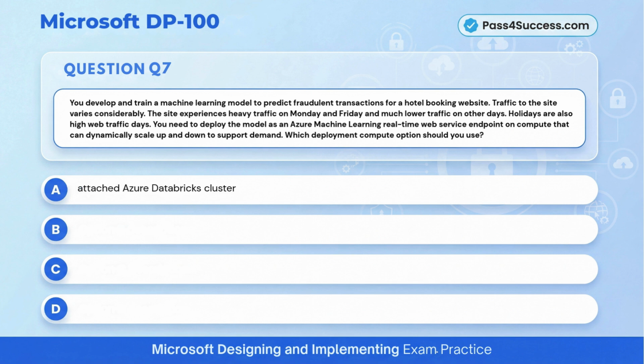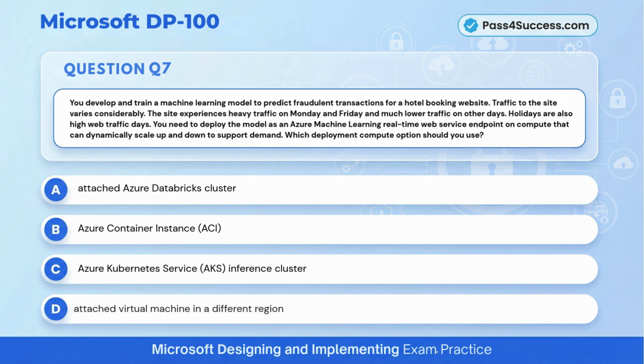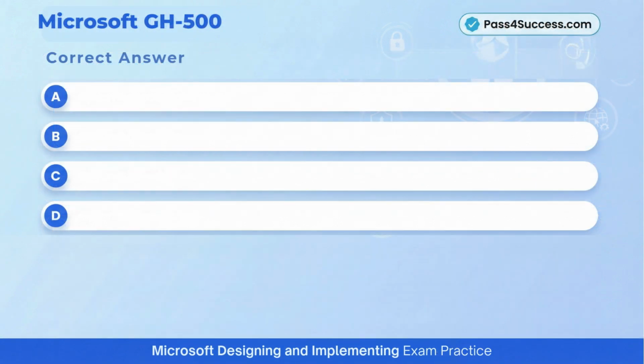Option A, attached Azure Databricks cluster. Option B, Azure Container Instance, ACI. Option C, Azure Kubernetes Service Inference Cluster. Option D, attached virtual machine in a different region. Correct answer is D, attached virtual machine in a different region.